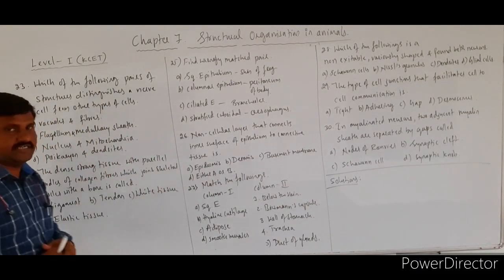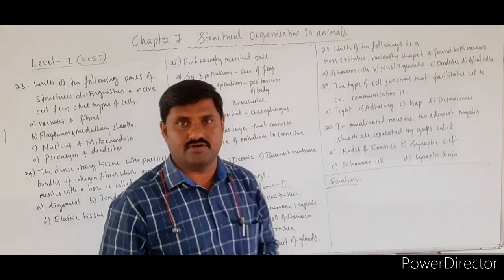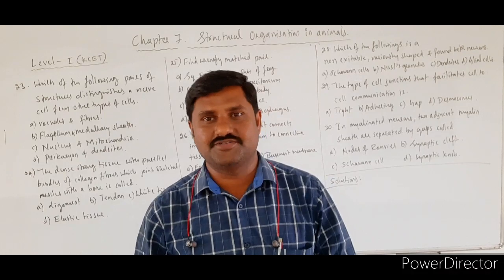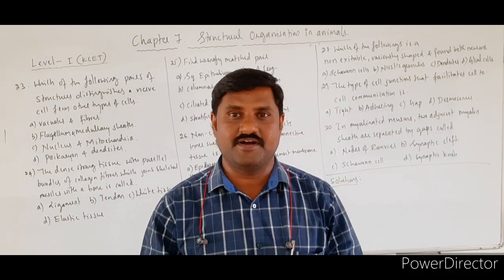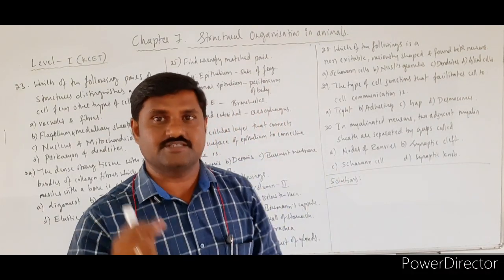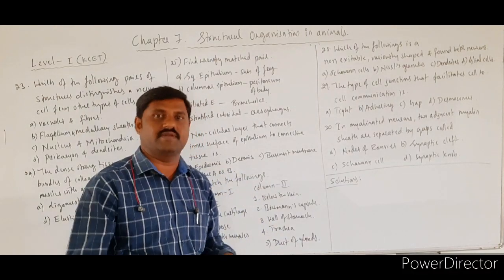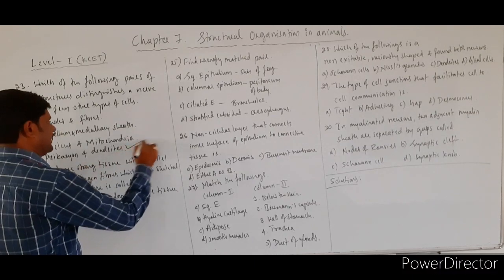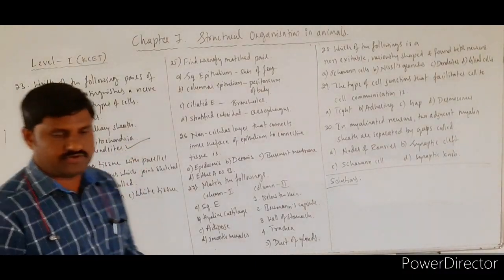Perikaryon and dendrites. Perikaryon is nothing but the cyton or the cell body, as well as dendrites. So they are totally different from a normal cell. That's why this makes the difference between a normal cell as well as a nerve cell. That's why this is the correct answer for this question.